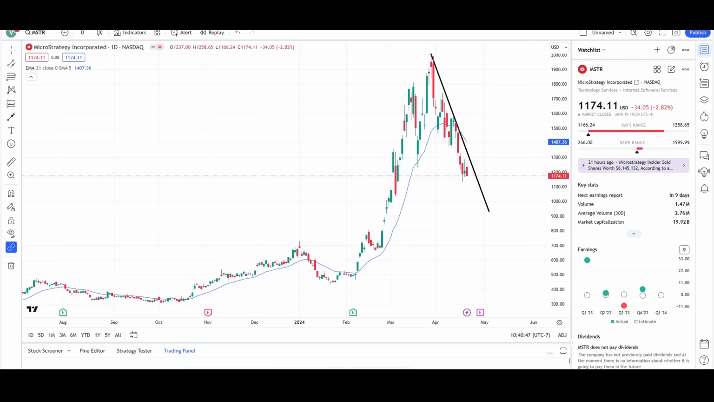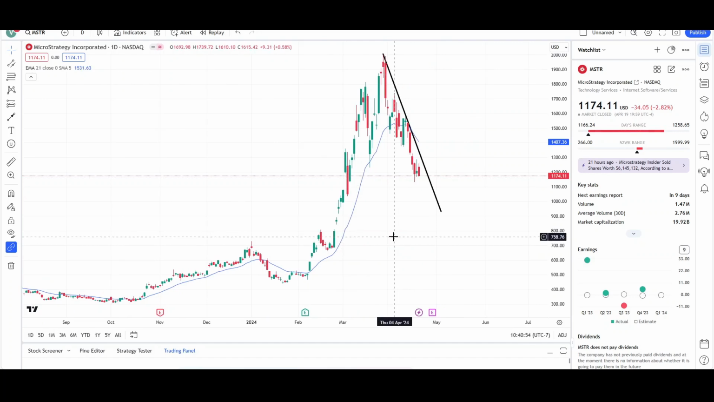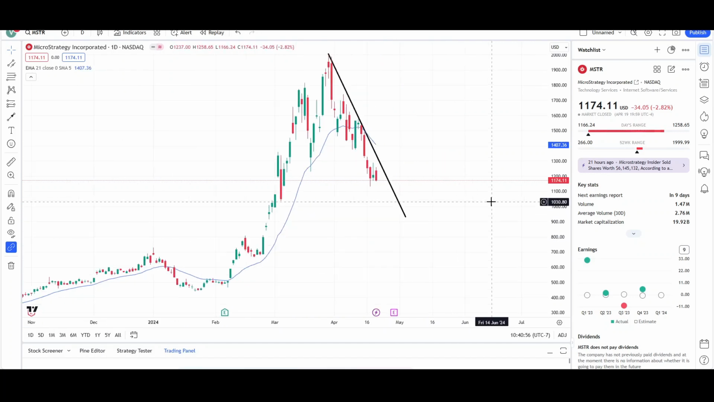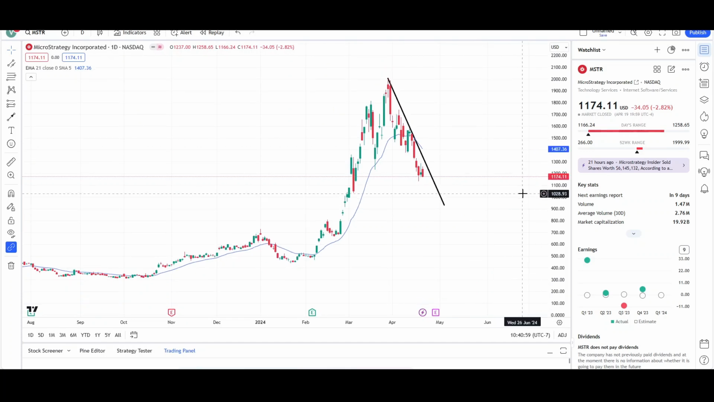MicroStrategy Incorporated with the ticker symbol MSTR. I will first be going over what I see on the daily chart and finish the video off with the weekly chart. Remember, guys, this video is for entertainment purposes only. Please trade at your own risk. So let's take a look at the daily chart.